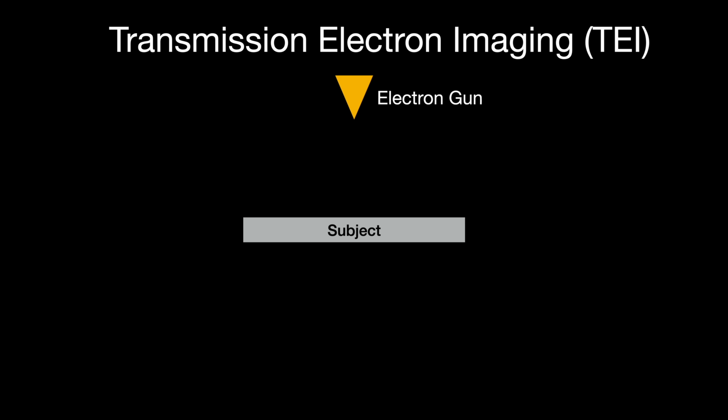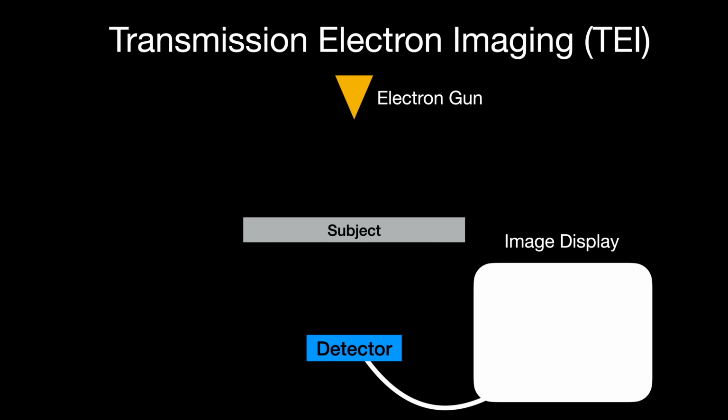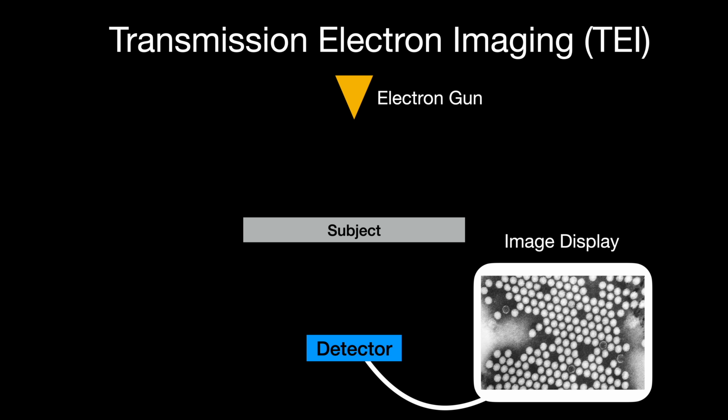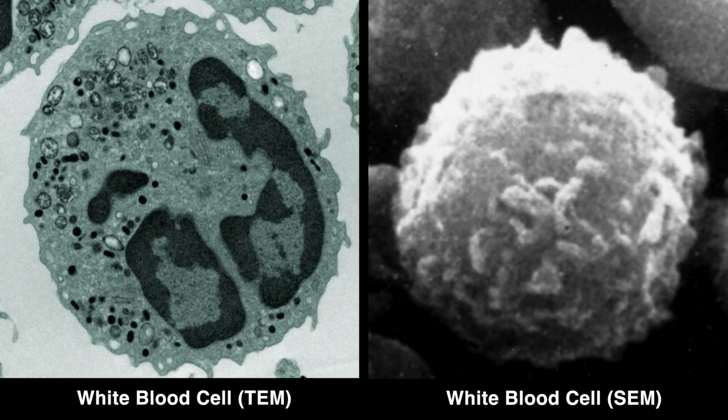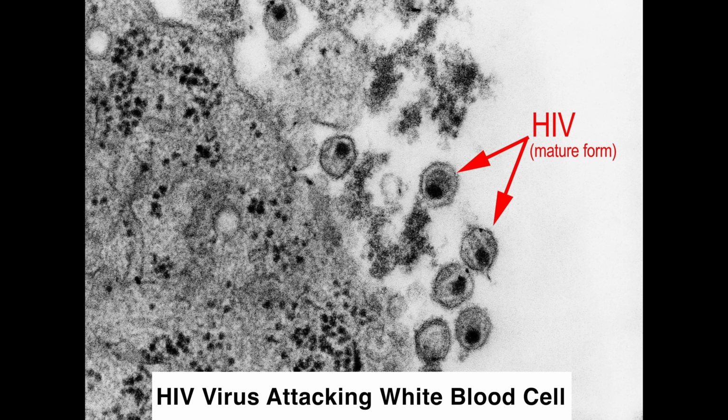To capture a transmission image, we install a detector directly below the sample and measure the number of transmitted electrons. This becomes our final image. Here is a transmission electron image of a white blood cell. If we compare it to the secondary electron image from earlier, you can see that the TEM image contains far more details about the internal workings of the cell. This makes transmission images vastly more useful for diagnosing problems with cellular machinery.